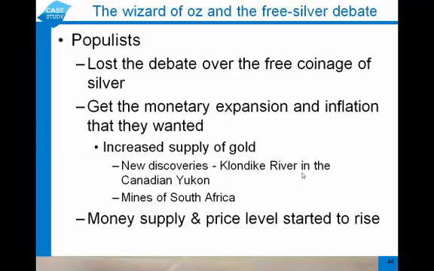In fact, the populace got the monetary expansion and inflation they wanted, and it was through an accident of fate. It was because of the new discoveries of gold in the Klondike River in the Canadian Yukon and California as well. And also there was lots more gold found in South Africa. So suddenly the amount of gold increased in North America as well. So the money supply and the price level eventually started to rise. So that cured the problem of deflation.